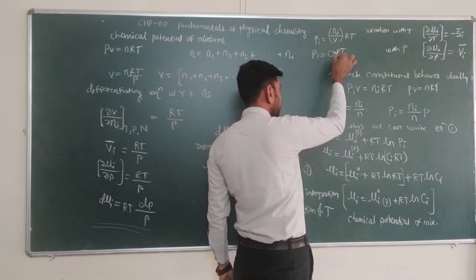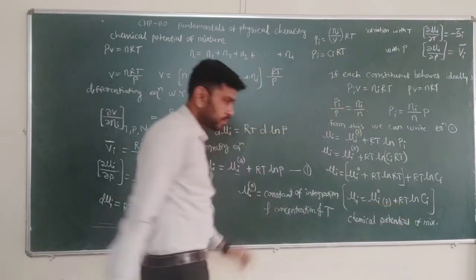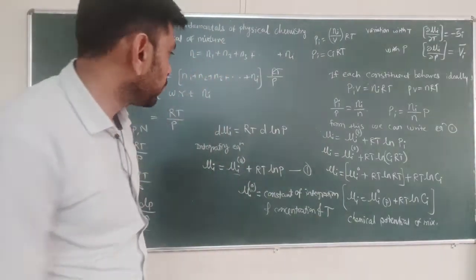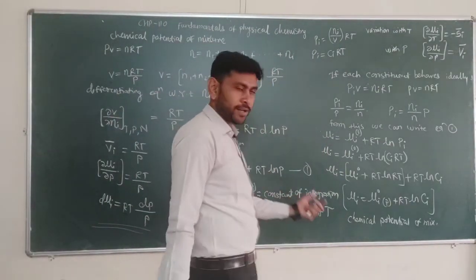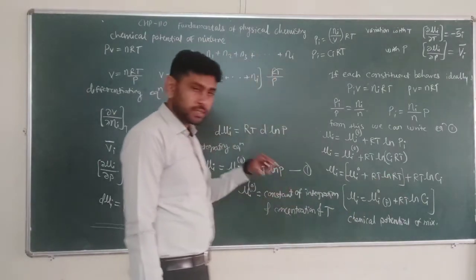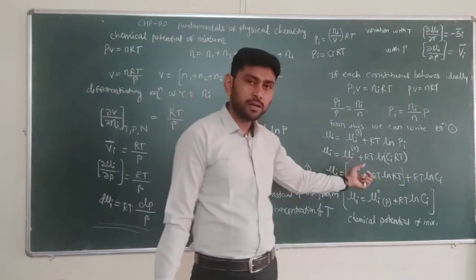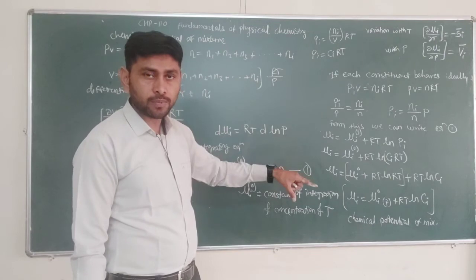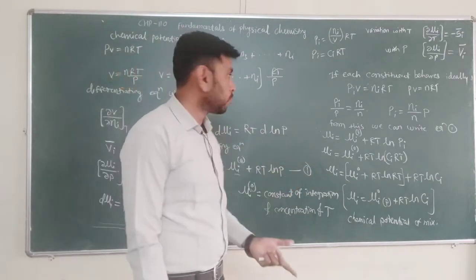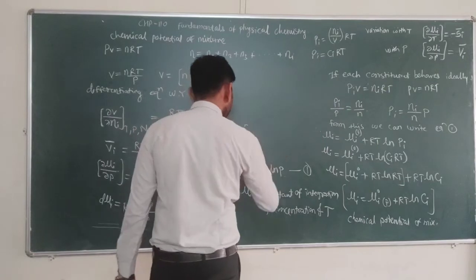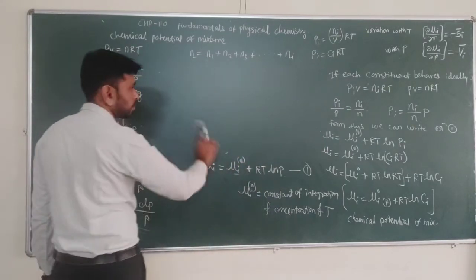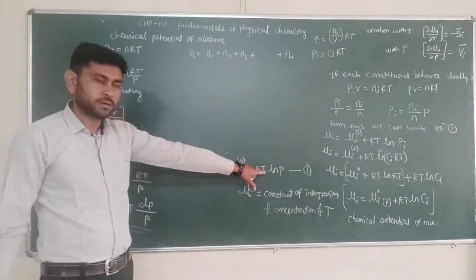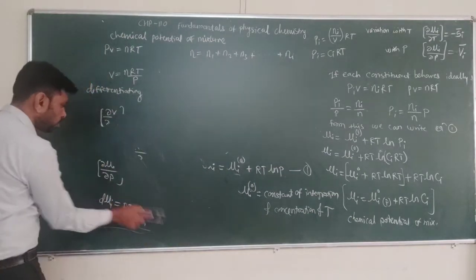So the concentration term is replaced by Ci RT, and we obtain this equation. This equation represents the chemical potential of a mixture of ideal gases, in terms of concentration. This can be applicable for solutions also, where the concentration is there. But if we want to apply this equation for a gaseous system, then it must be in pressure. This is equation number 1, which represents the chemical potential of a mixture of ideal gases.